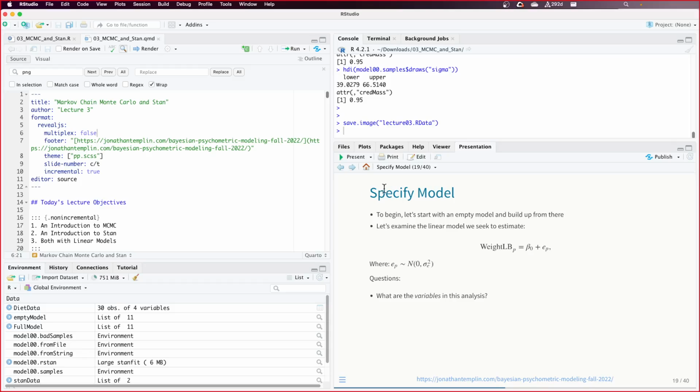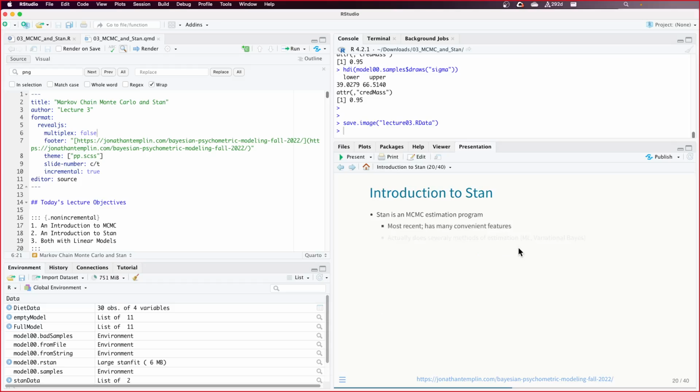So the model has two parameters. We have beta 0, and we have sigma squared error. Not only that, the variable, there's one variable, it's just weight, the weight of a person in pounds.